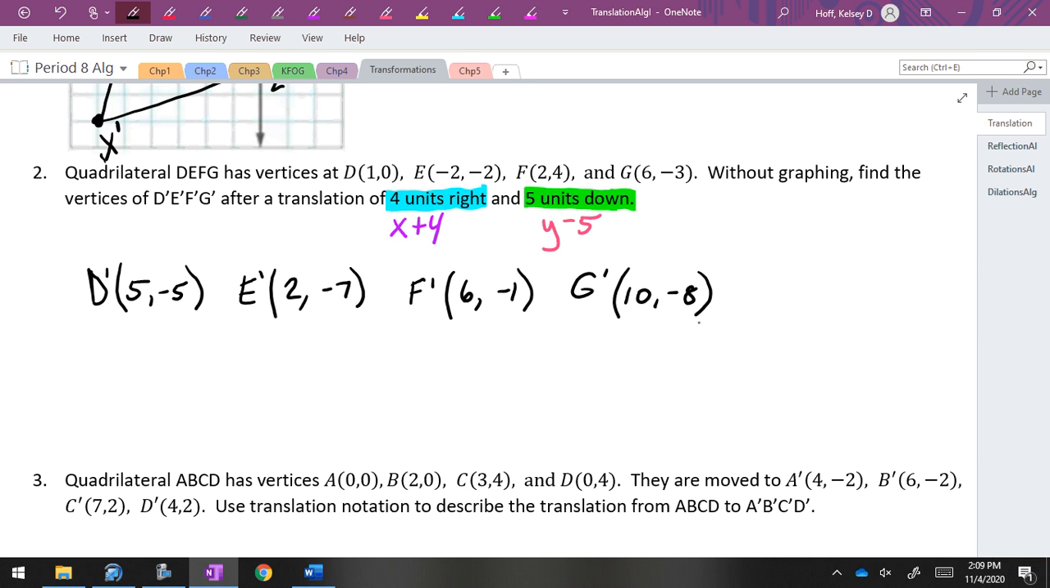Correct me if I'm wrong. D prime, I got 5, negative 5. Yes. E prime, 2, negative 7. Yes. F prime, 6, negative 1. Yes. G prime, 10, negative 8. Yes. Good work. That's another way you can easily check your graphing.